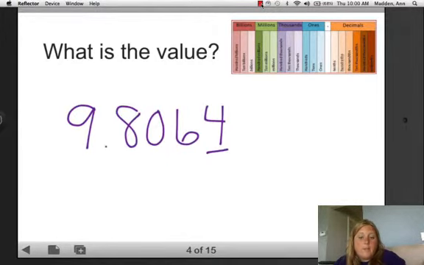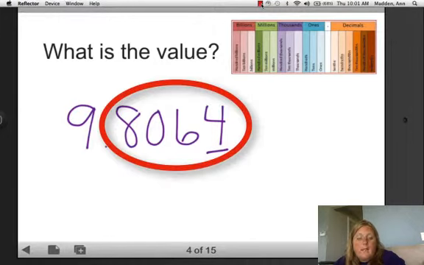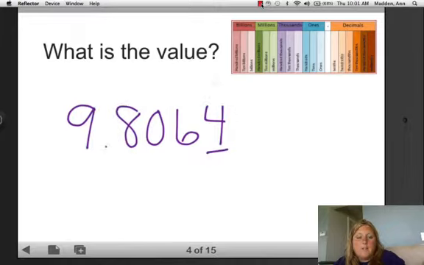Let's take a look at this number. How would you say this one? 9 is in the ones place, and then I see my decimal. So it'd be 9 and, then I look at the entire number behind that decimal point. The number reads 8,064. Do you see that? So I would say 9 and 8,064, and then I have to look where it ends.